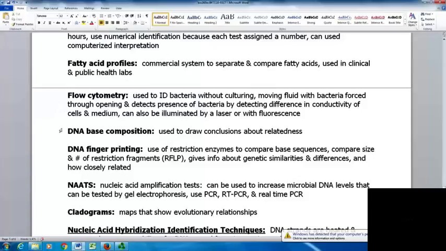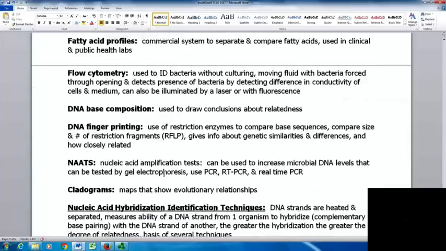We can use DNA base composition to identify organisms. This will also help us to draw conclusions about relatedness. The more closely related, usually the closer the DNA base composition. With DNA fingerprinting, you use restriction enzymes to compare base sequences. You compare the size and number of restriction fragments. They're sometimes called RFLPs. This gives information about the genetic similarities and differences and how closely related the organisms are.